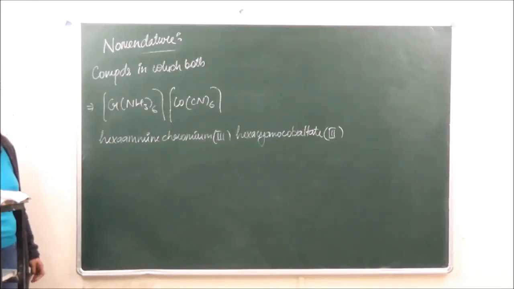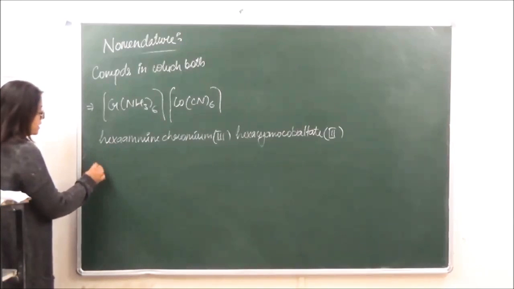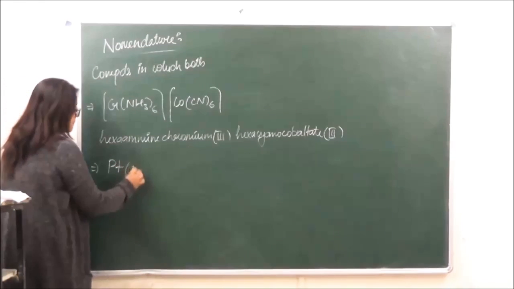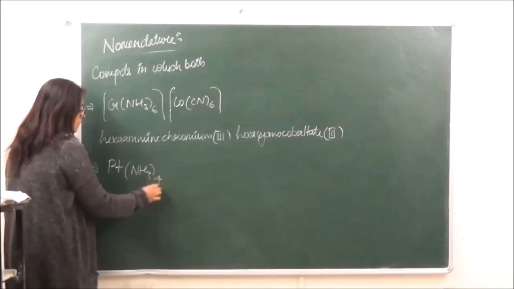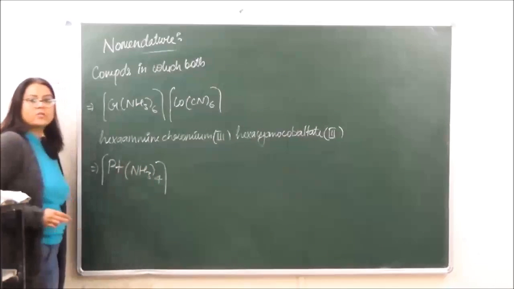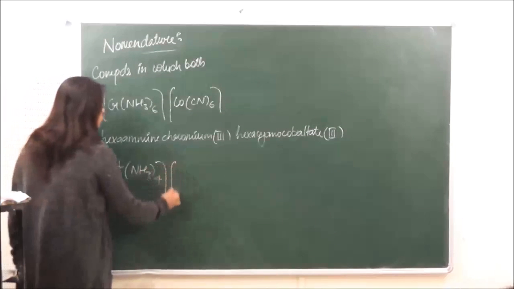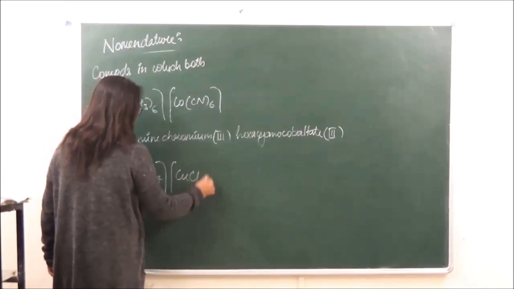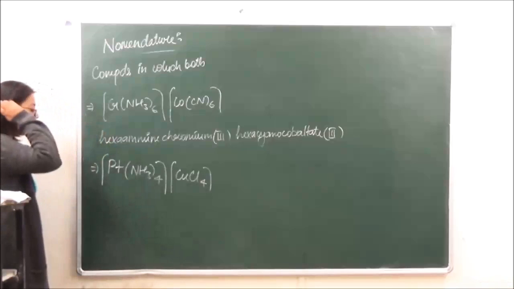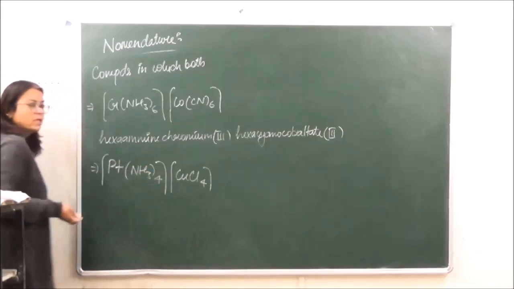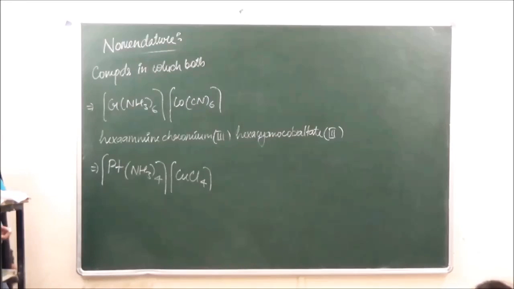Let's take another example over here. We are taking platinum [Pt(NH3)4] and we have [CuCl4]. So how will you name this? First of all, look at the oxidation state: the total comes to 4, so 2 for this one and 2 for this one. Okay? So what are we going to get over here?